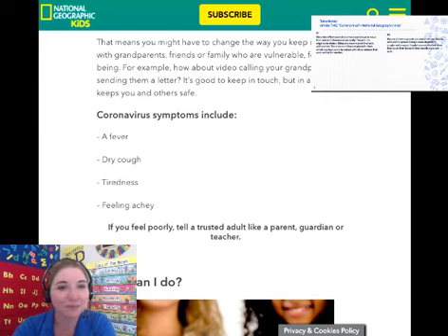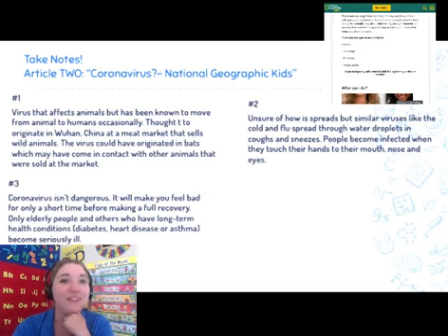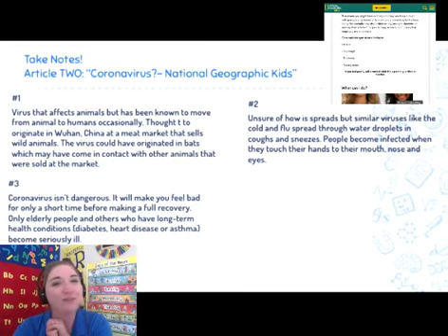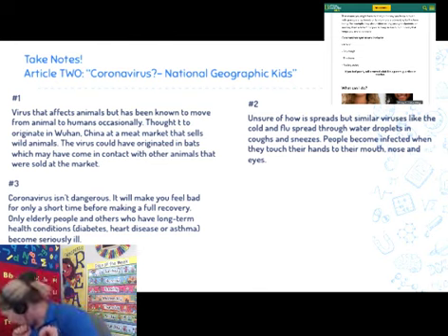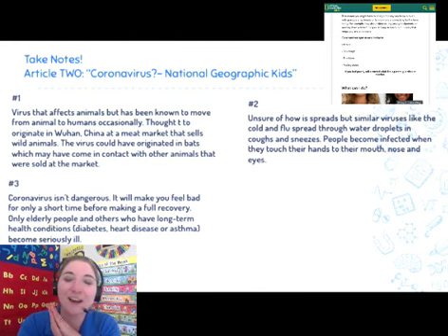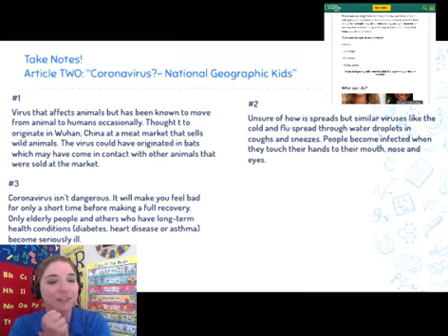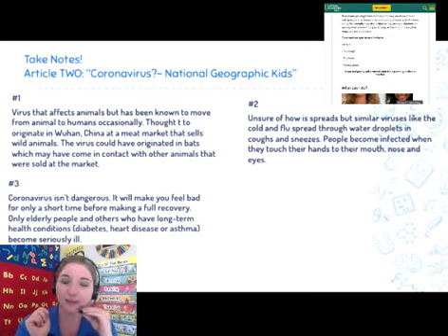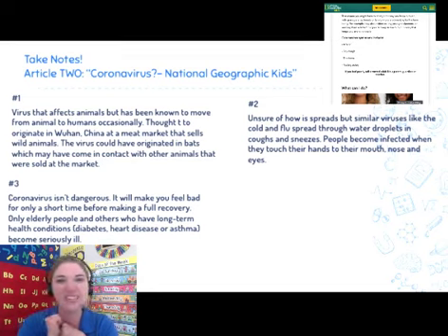So let's swap that over. Coronavirus isn't dangerous. It will make you feel bad for a short time before making a full recovery. Only elderly people and others who have long term health conditions, like diabetes, heart disease, or asthma, become seriously ill. In case you're wondering, I just got done cutting grass, so that's why I'm a little sneezy right now. I do not have the coronavirus. So that is what I gathered from that part of the article.